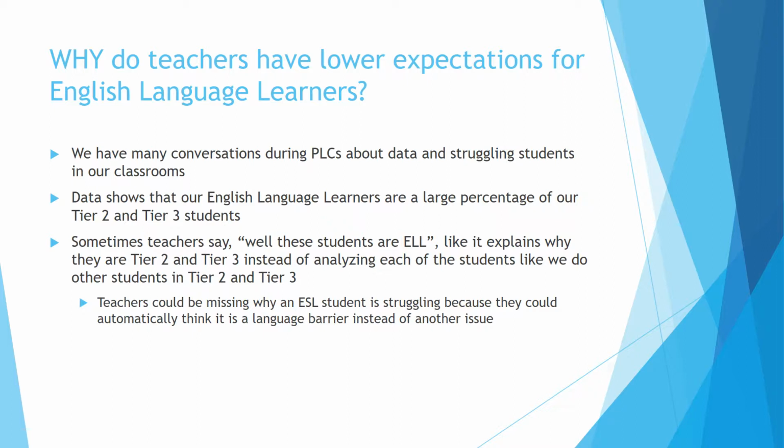And sometimes I think we use it as an excuse to say, well, those students are ELL. That's why they're Tier 2 and Tier 3, instead of really analyzing each of them like we do with some of our other students in Tier 2 and Tier 3. So we could be missing why an ESL student is struggling, because teachers could automatically think it's a language barrier instead of there being maybe another underlying issue.